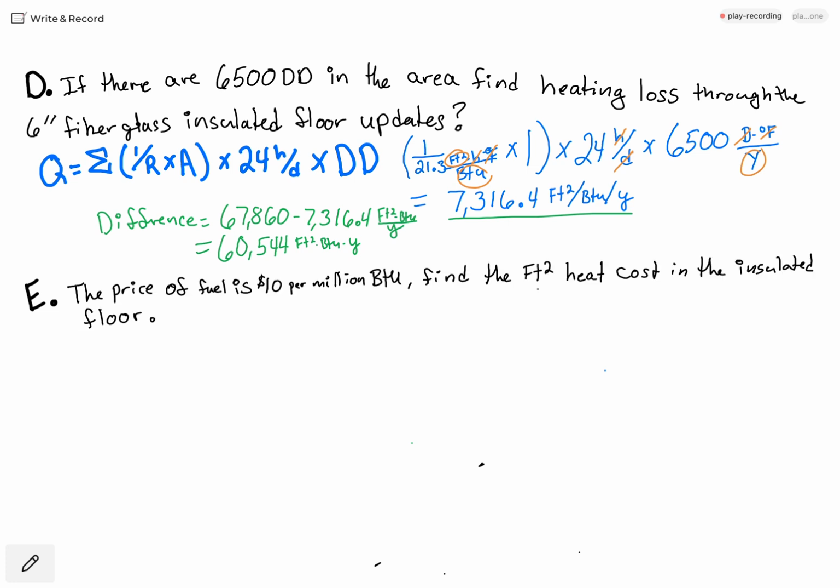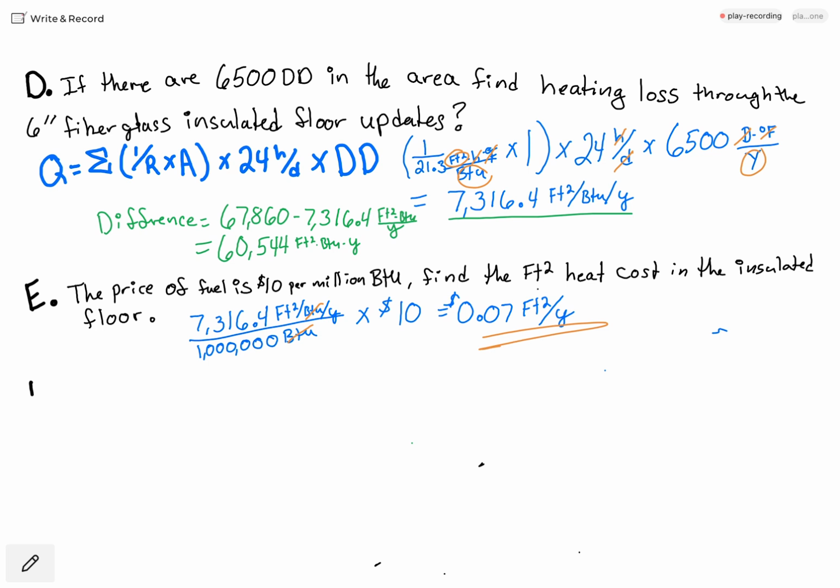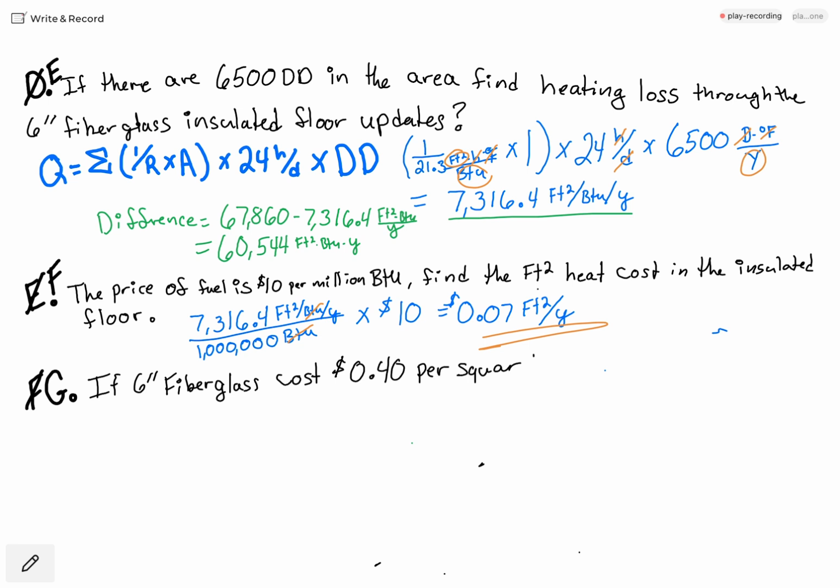So that brings us to the question of cost. How much will it cost me to see the difference in cost of energy loss through this floor? Now I take 7,316.4 divided by a million. BTUs cancel out. And so the cost of loss of energy is 7 cents per square foot per year. And I just realized I'm writing everything wrong. I'm sorry, that was question F previously. The previous question I wrote D, but I think I said E. And this is question G.